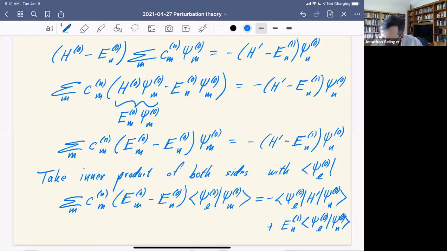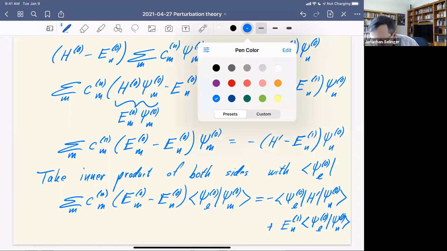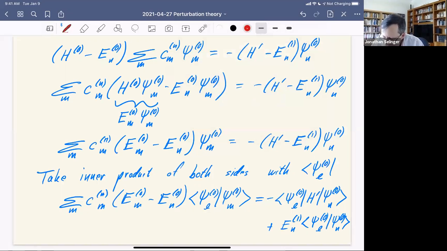And now, finally, this actually simplifies a little bit, because this is an inner product of one of the old eigenstates with another old eigenstate, and those are assumed to be orthonormal. So that inner product is delta LN, and likewise, over on this side, this is delta LM.